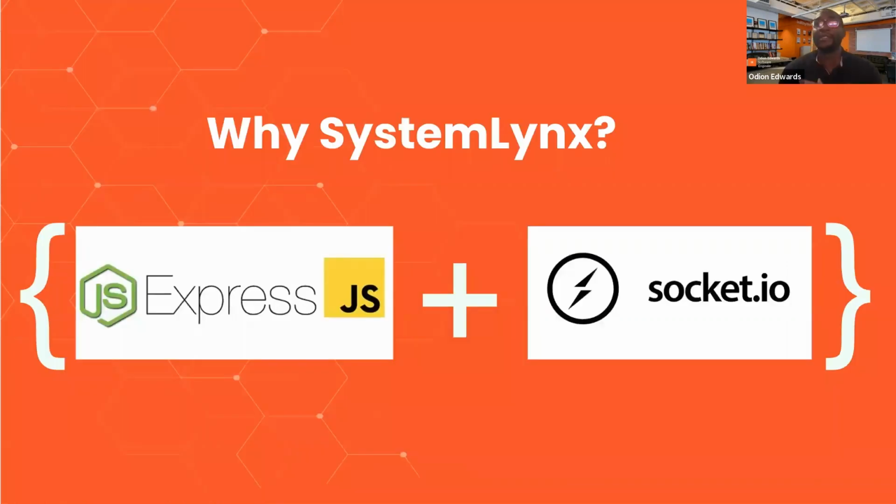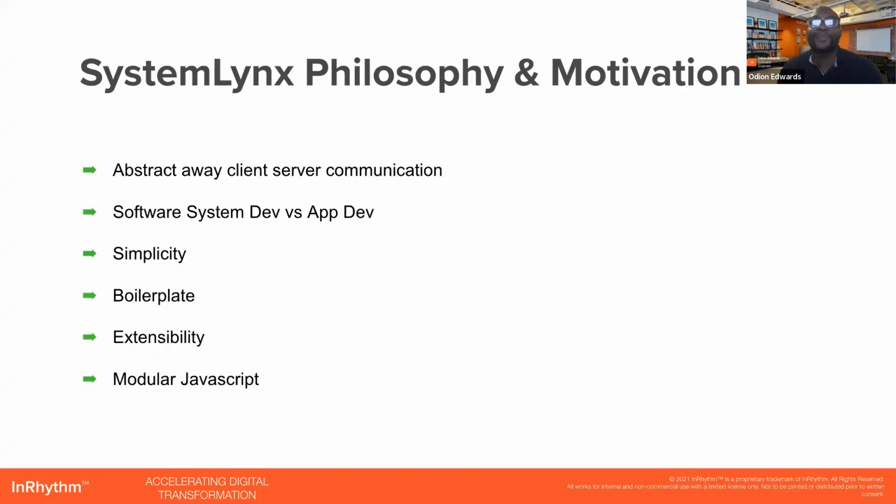So why SystemLynx? SystemLynx is built on top of Express.js and Socket.io. Even though it incorporates these two libraries in a way that allows you to not have to think about client-server communication, it still allows you to have access to these libraries if you want to extend functionality further. So if you're familiar with Express, as most of us are, and Socket.io, then you should love SystemLynx.